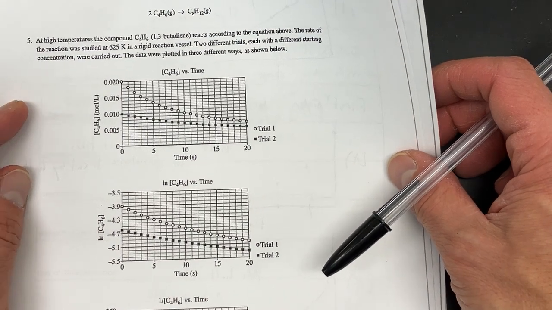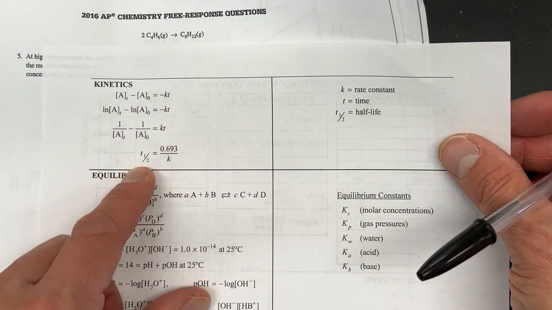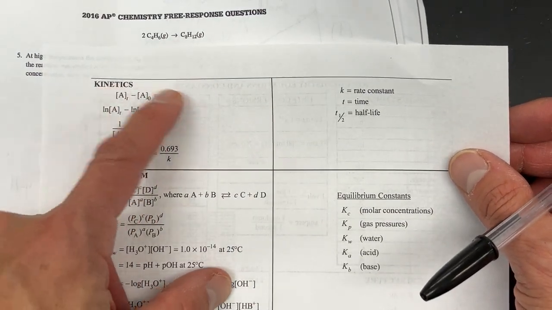So as soon as you know what order it is, you can start doing the problem using these equations here: zero order, first order, second order.